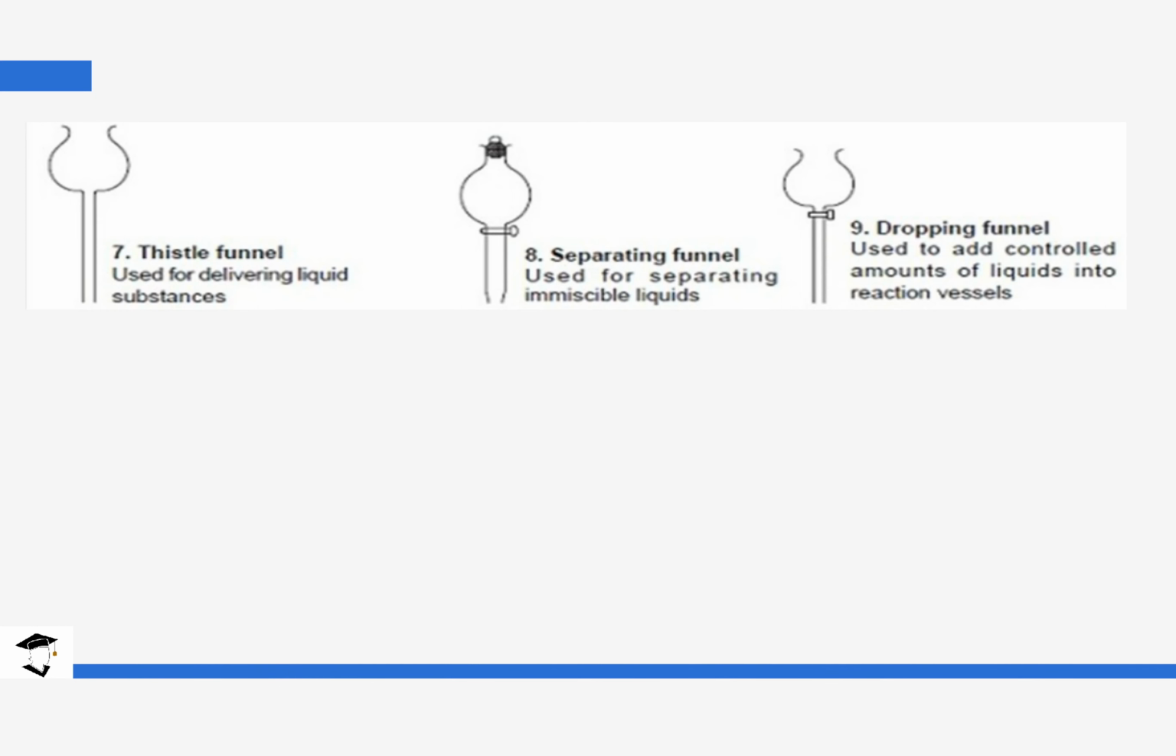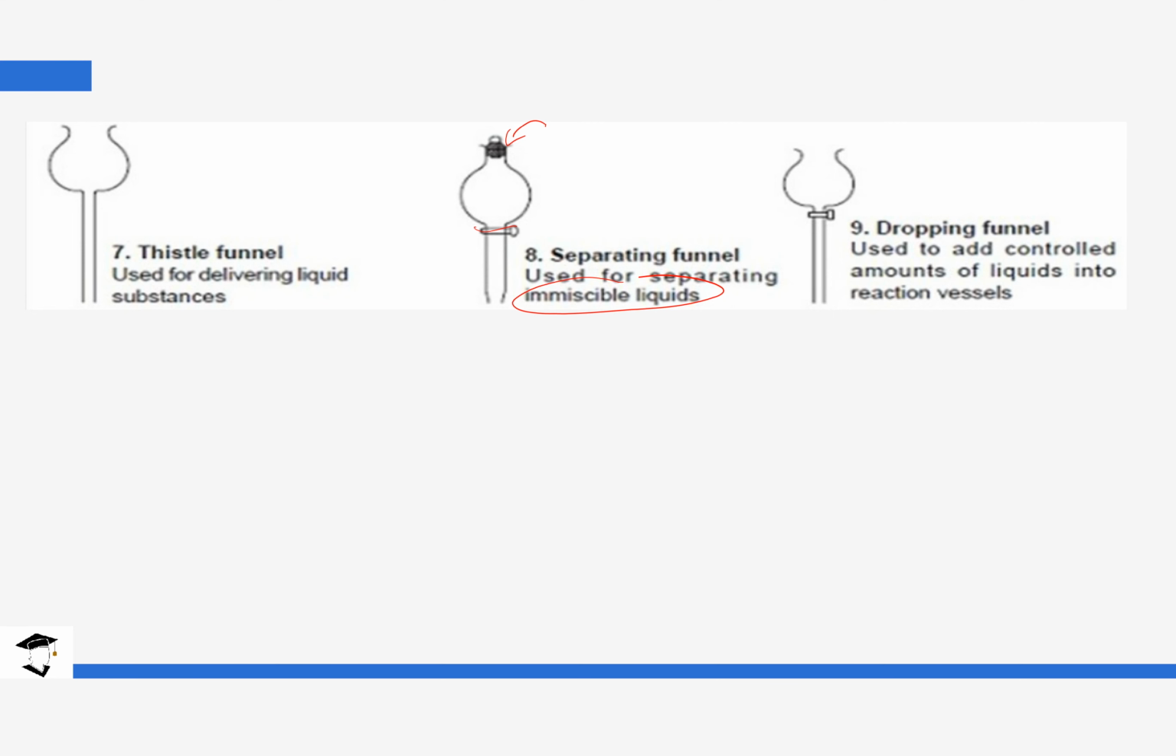Next, we have the Visto funnel, separating funnel, and dropping funnel. I've put the three funnels together so that you can see the differences. So the Visto funnel is used for delivering liquid substances, strictly delivering substances. You can see it does not have a lid and it doesn't have a tap. But if you look at the separating funnel, it has a lid and it also has a tap. It is used specifically for separating immiscible liquids.